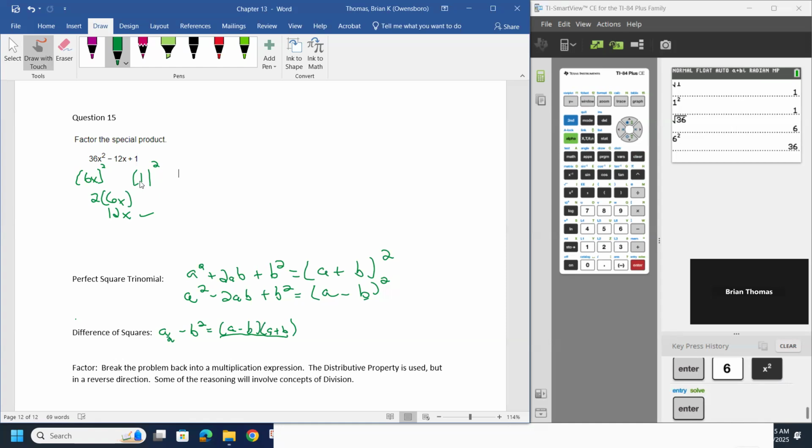Notice that the 6x and the 1 are my a and b, and I just have to remember to put a subtraction sign between them. So 6x minus 1, squared, becomes the factored form of that. So this is a special one where we can use formulas to do it. It does factor into the form of 6x minus 1 squared. Again, we could check it using FOIL if we like, but I'm feeling pretty good about this one, so I'll just leave it as is.